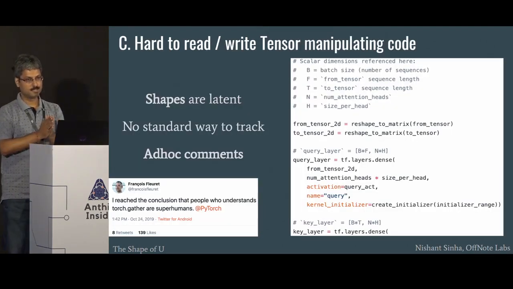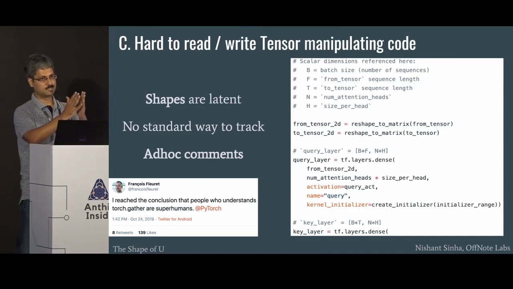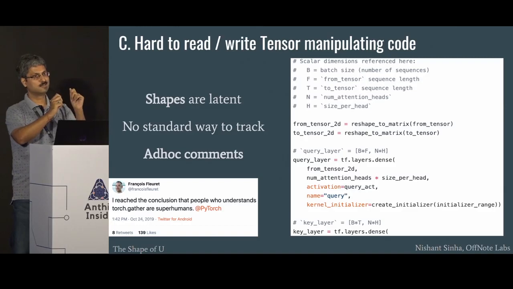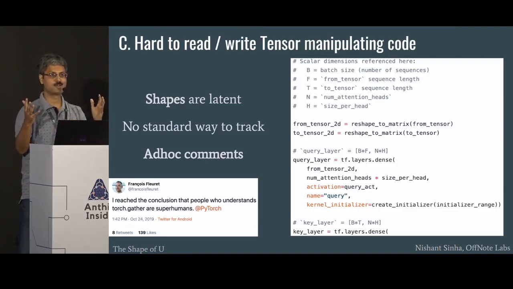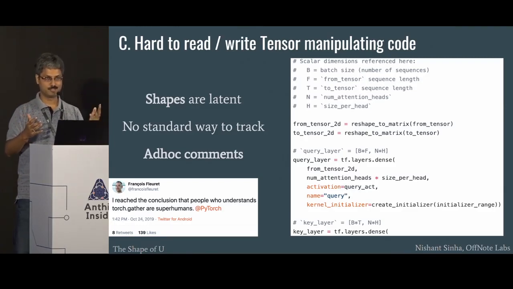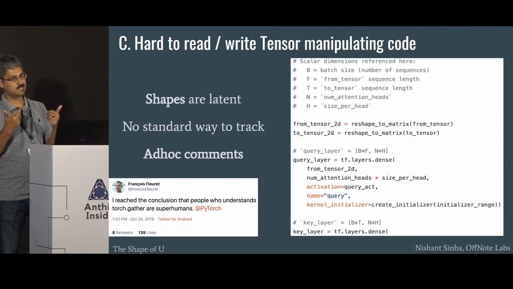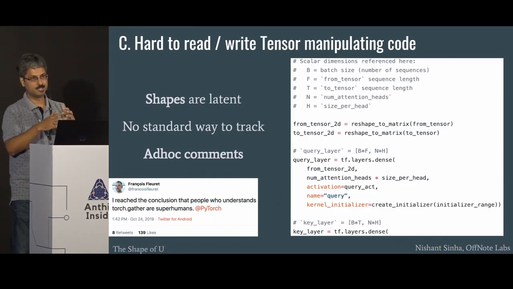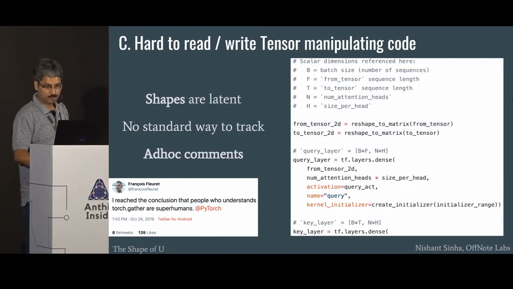Okay, and finally, the shapes of the tensors, the dimensions, and the values of the size of each dimension. That's the main connect that a programmer has with the library. So you think in terms of shapes. And unfortunately, there's no way to make those shapes explicit in your code. So this is code from BERT.